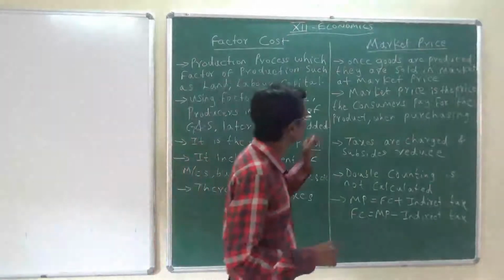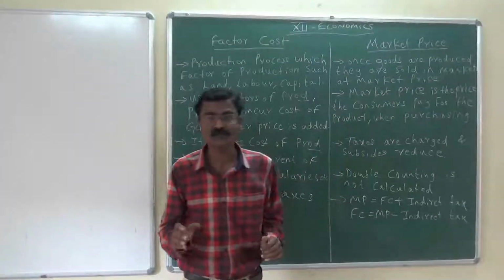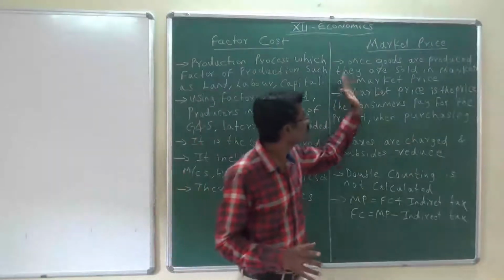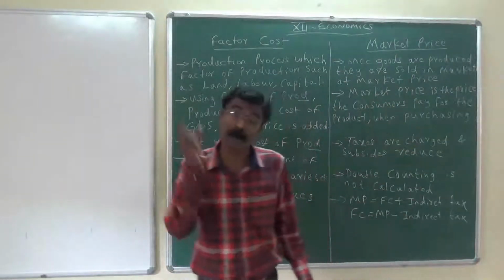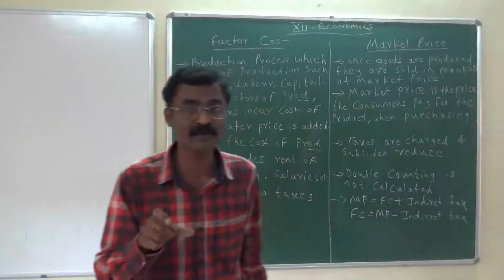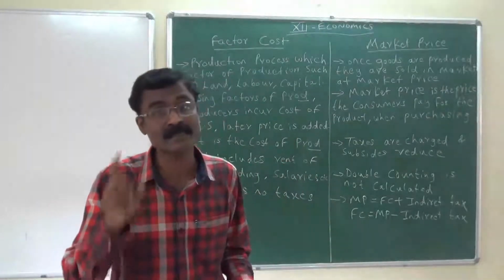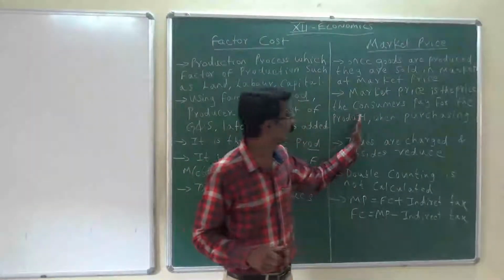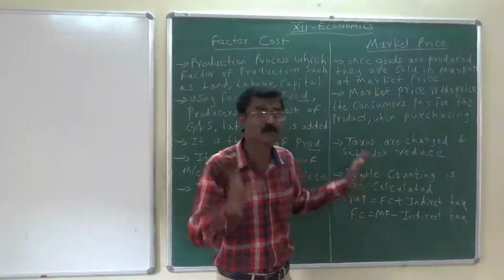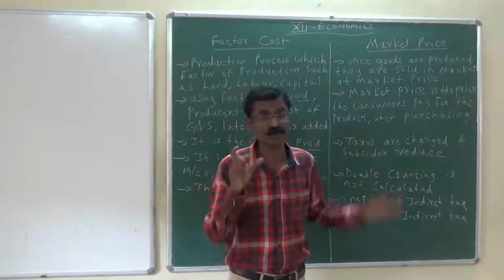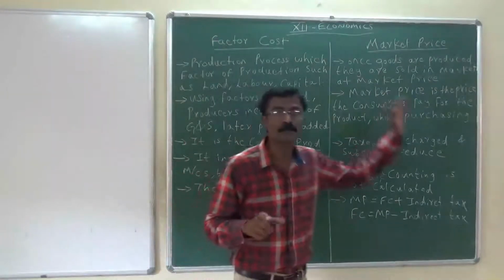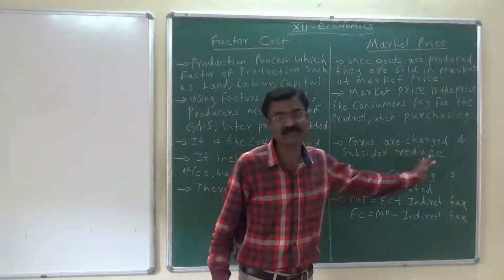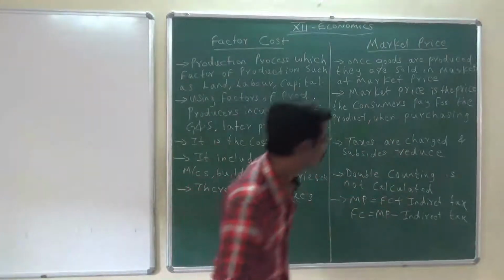Now, what is market price? Once goods are produced, as soon as I manufacture them, I have to sell them in the market. They are sold at the market price. How should I sell it? Not at the factor cost, but at the market price. Market price is the price the consumers pay for the product when purchasing. Next point is, taxes are charged and subsidies are reduced.